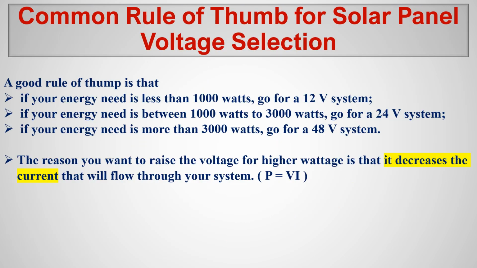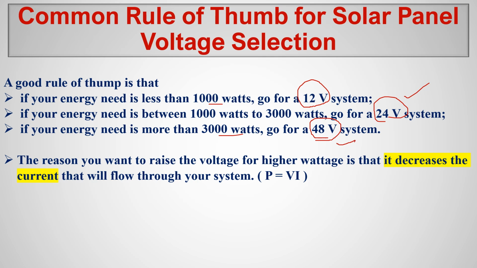Okay, now a common rule. Now the question is, what voltage do we need to get from the solar panels? The good rule of thumb is around 1000 watts. If our system is less than 1000 watts, we can go for 12 volt solar panels. If it is 1000 to 3000 watts, we go for a 24 volt system. If 3000 or more, we can go for a 48 volt system. So for this case, we can either go for a 24 volt system or a 48 volt system.